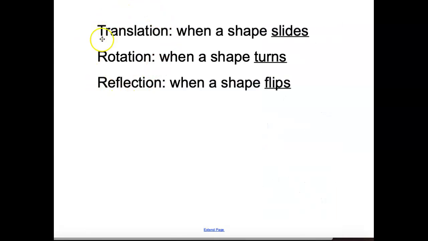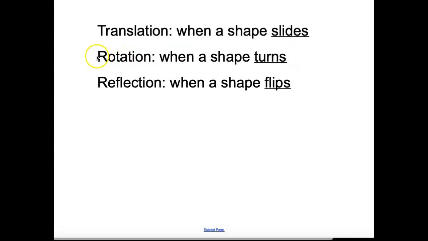Here are three different types of transformations. Transformation is a fancy word for movement. The first type of transformation is translation. That's when a shape slides. The next type of transformation is called rotation. That's when a shape turns.